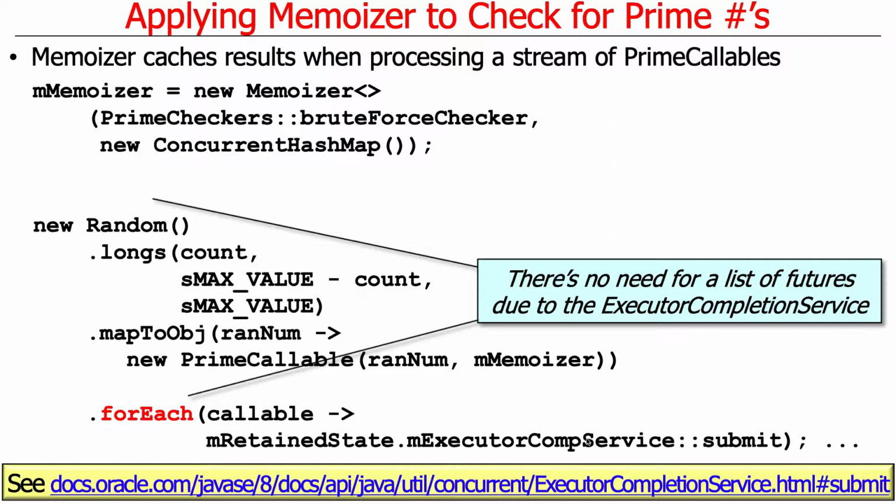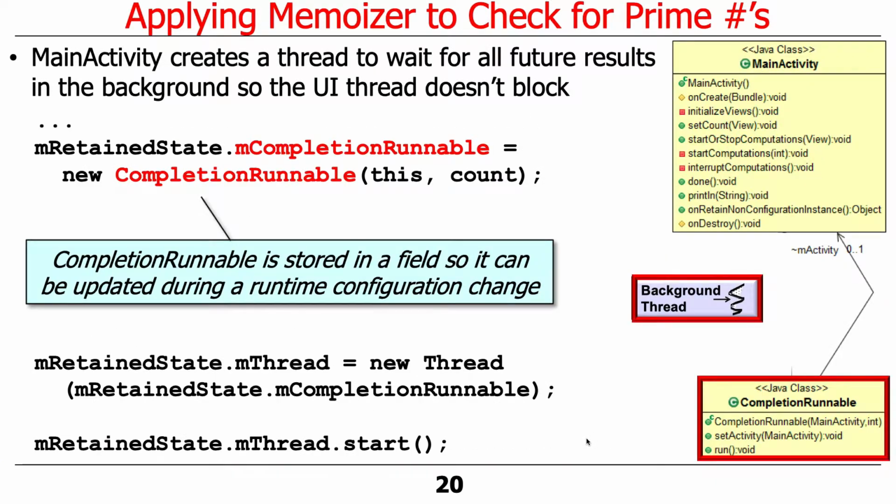In this case, we don't need to do that, because all that machinery for keeping track of the futures is actually done by the executor completion service. And so all we need to do is just run a for each loop here. For each PrimeCallable, we're going to submit that PrimeCallable to the executor completion service. So that's a lot cleaner, because there's no need for us to explicitly keep track of the futures and then have to write the code to process them in a synchronous future processing model. Okay, so that's the key part here.